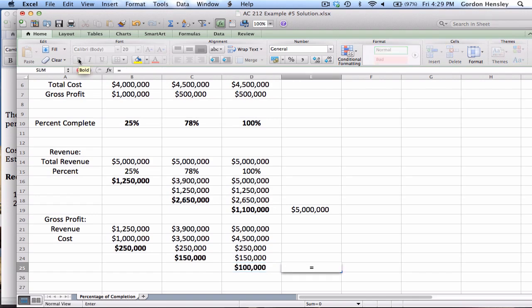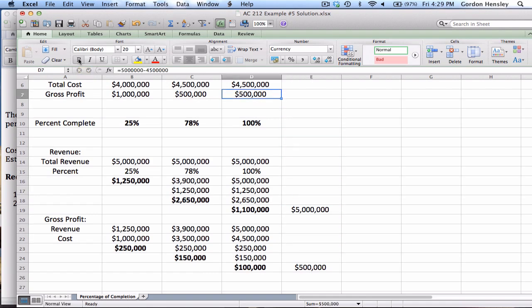Now again, to check this, I'm going to recognize $250,000 the first year, $150,000 the next year, and $100,000 the next year. That's $500,000. Is that my total amount of gross profit? Right there's my gross profit, $500,000. So that's a way to double check and make sure that we calculated the profit properly. So that completes the example on percentage of completion.